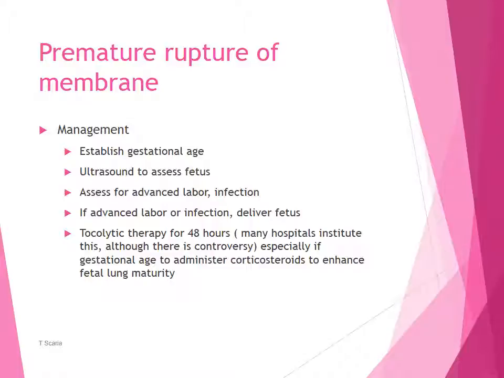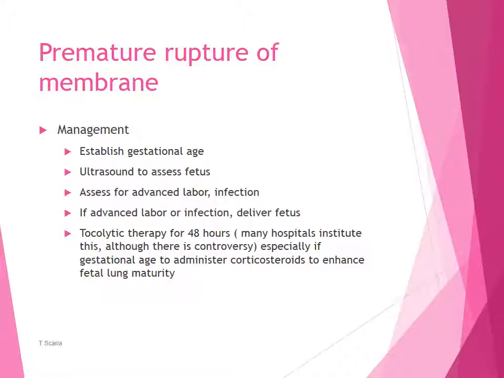Management of premature rupture of membrane includes establishing gestational age, ultrasound to assess the fetus, and assessing for advanced labor and infection. If advanced labor or infection occurs, we need to deliver the fetus as soon as possible. Tocolytic therapy for 48 hours: in many hospitals, they institute this, although there is a controversy. This is especially done if gestational age is less than 34 weeks, and this will allow us time to administer corticosteroids to enhance fetal lung maturity.